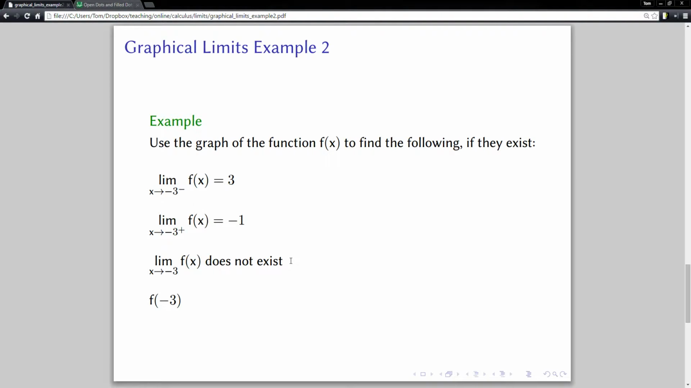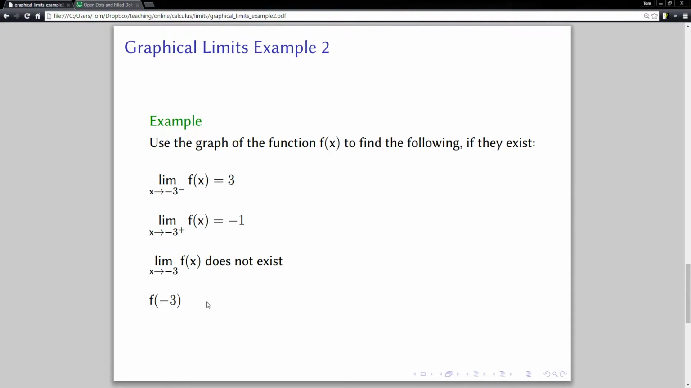We can't say that the function values are getting closer and closer to any specific value as the x values get closer and closer to negative 3. They're not getting closer to 3 because if I stick to the right, they're getting closer to negative 1. I can't say that the two-sided limit is negative 1 because on the right side it's doing something totally different. So the best that we can say is just that the limit as x goes to negative 3 of f of x does not exist.